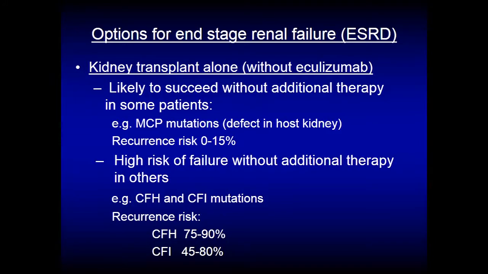In other situations where the mutations are in genes that are not expressed in the kidney but are expressed in other organs, such as the liver, there's a very high likelihood of failure of the kidney transplant if it is done without eculizumab or without a concurrent liver transplant. And the examples I've given there are the ones that we have the most experience with: complement factor H and complement factor I. They're also the more common mutations that cause atypical HUS, and these do have a very high rate of recurrence, as much as 90% for H and as much as 85% for I. And so that's something to keep in mind if one has to approach a kidney transplant without the option of using eculizumab.